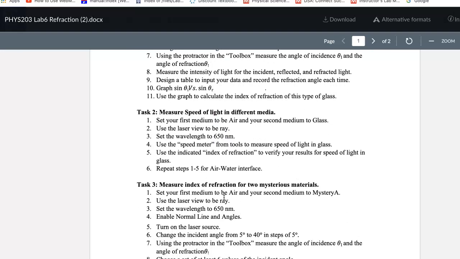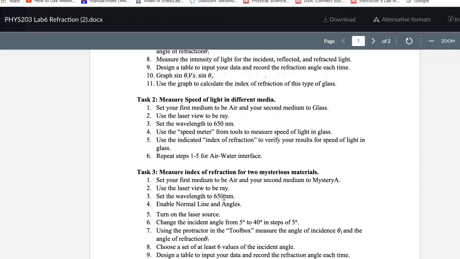All right, now the second part is to measure the speed of light in different media. We're going to do this for measuring what is the speed of light in glass and also in water. Then we are going to repeat the process. First, we are going to set our medium to air and the second to glass. Again, we are going to have the laser view to be ray. We are going to set it to 650. Nothing special about it, by the way, it's just to use the same light.